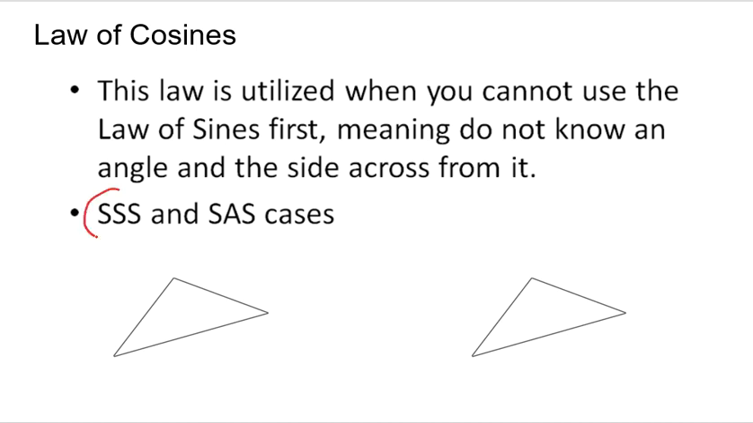So the first scenario is if you know all three sides. We call that side, side, side. Obviously, if we only know the three sides, we don't know any angles. And if we don't know any angles, then we can't jump in and use the Law of Sines. So we've got to use the Law of Cosines first.